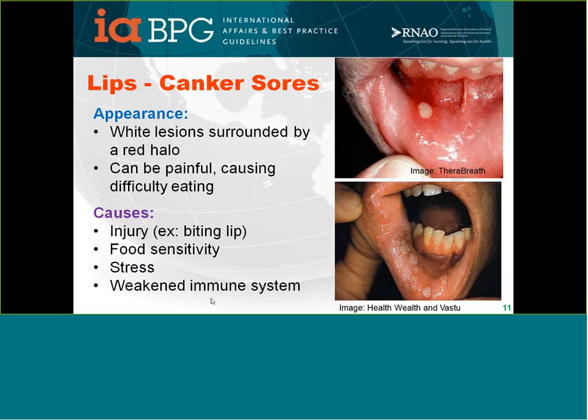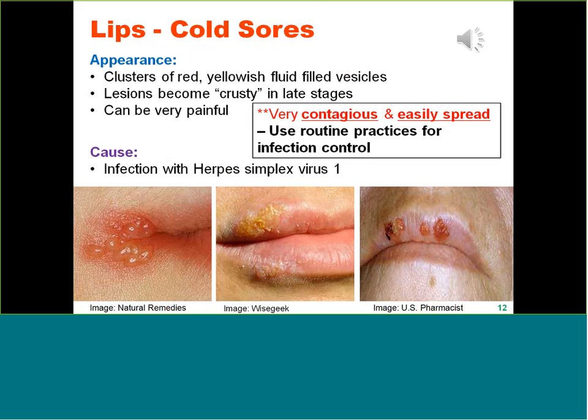There are a few causes of canker sores, some of which include injury, food sensitivity, stress, or a weakened immune system. Canker sores are not contagious, but when they reoccur frequently, further investigation is required.